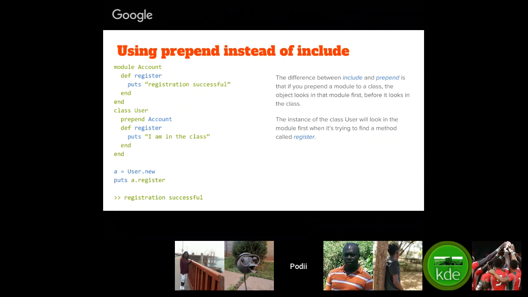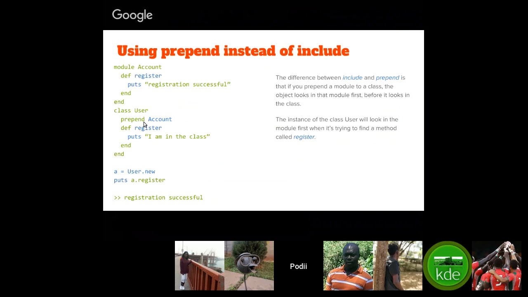Prepend, oh yes, the prepend. So notice you can use include or prepend to add a module to a class. The difference is when you use prepend, in the method lookup, instead of looking at the class, it will go directly to the module. So like this register method here, A is an instance of user, but it will come to the class. But with prepend now, it won't check for the class. It goes directly to the module.